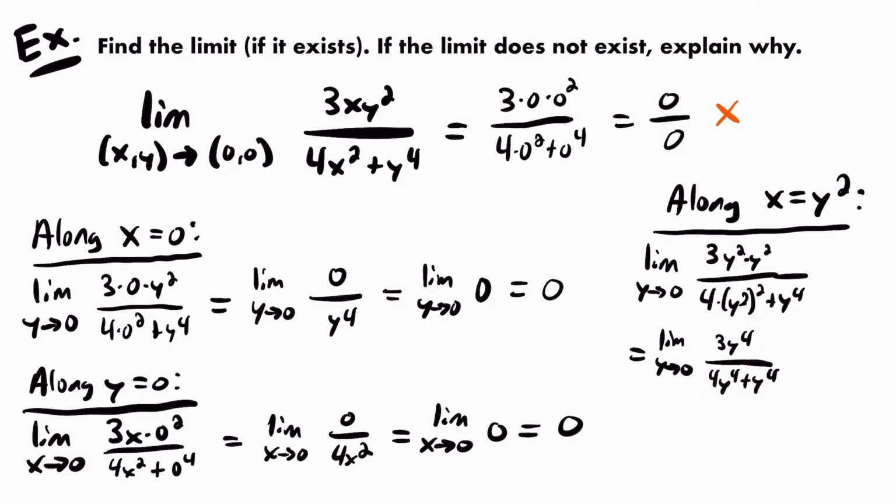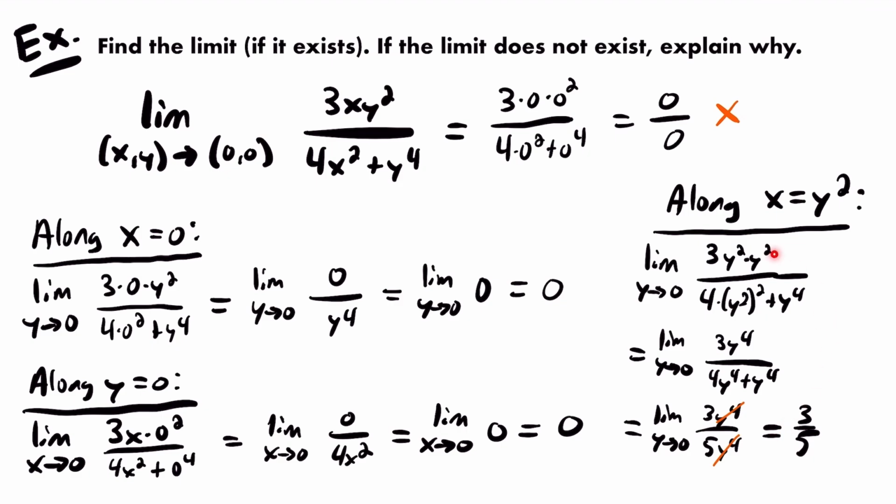Then combining these two terms, 4y to the power of 4 plus y to the power of 4 will be 5 times y to the power of 4. So this is equal to the limit as y approaches 0 of 3y to the 4th power divided by 5y to the 4th power. And then those y's to the fourth power cancel out. So you're just left with the limit as y approaches 0 of 3/5, which will just be equal to 3/5. And that's what we are looking for.